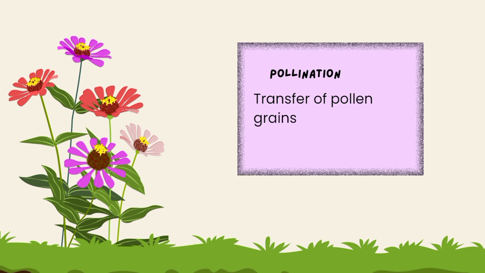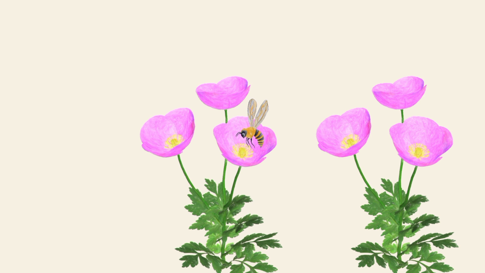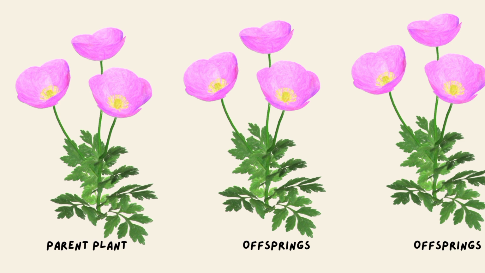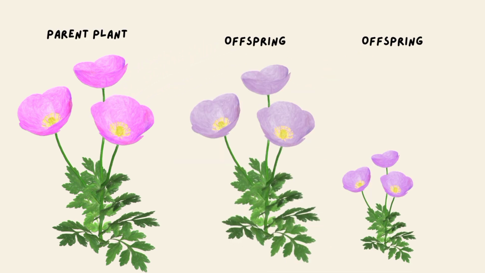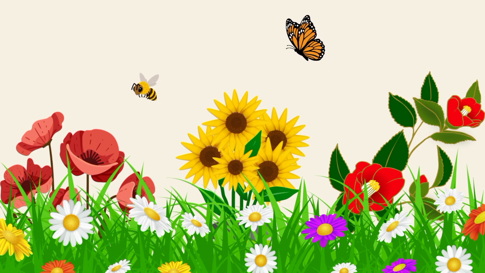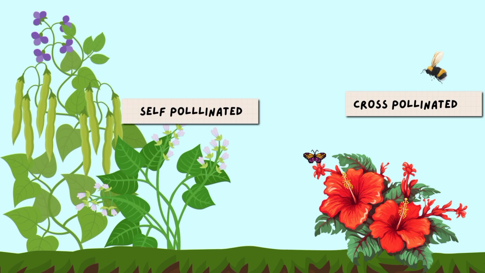Pollination is the transfer of pollen grains from the anther to the stigma, and it is of two types: self-pollination and cross-pollination. Self-pollination is the transfer of pollen grains from anther to the stigma of the same flower or a different flower of the same plant. It doesn't produce variation. Cross-pollination takes place when pollen is transferred from anther to stigma of different flowers of different plants of the same kind. It promotes genetic variation. Cross-pollinated flowers are usually large, showy, and brightly colored to attract pollinators. Self-pollinated flowers, on the other hand, are typically small and inconspicuous.